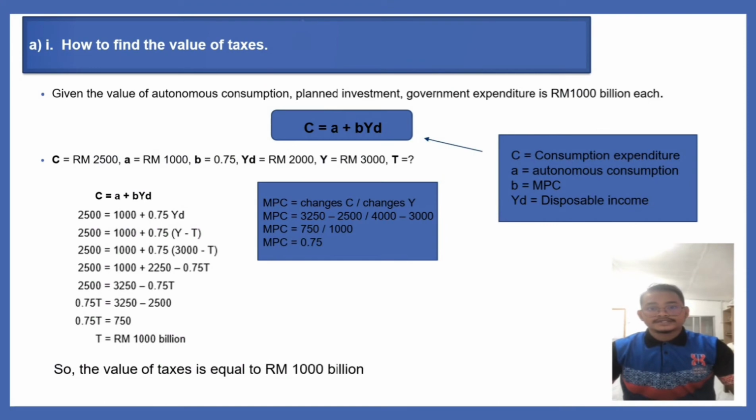To find the taxes, we will extract it from the consumption function. The question given states that C is equal to RM2500, autonomous consumption is RM1000, and MPC is equal to 0.75. Disposable income is equal to 2,000 and national income is equal to 3,000. To get the tax value, we will use the equation C equal to A plus bYd. After calculating, we can conclude the value of taxes is equal to RM1000.